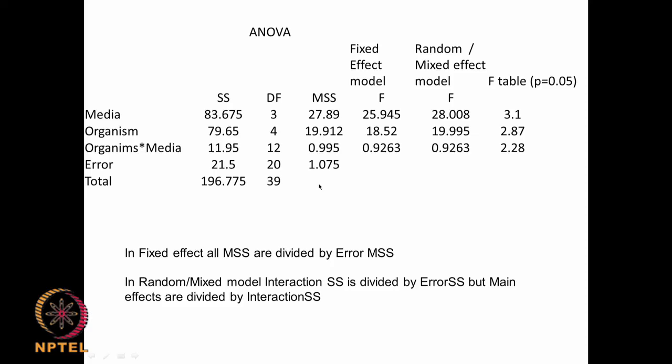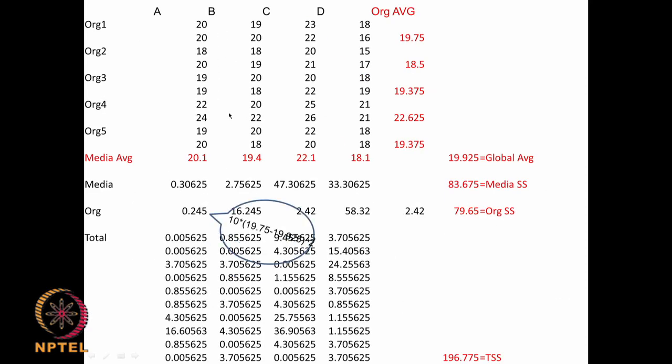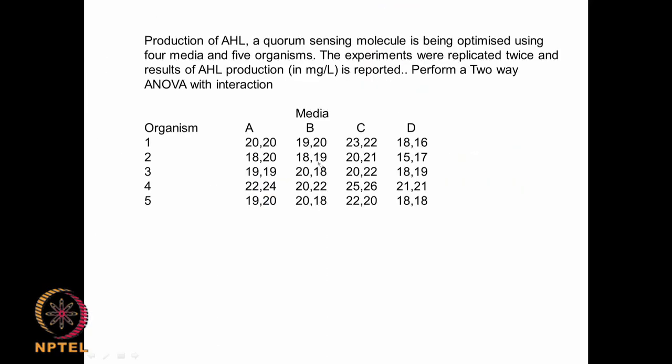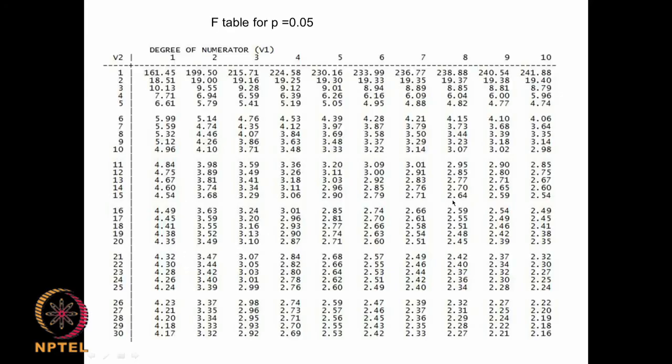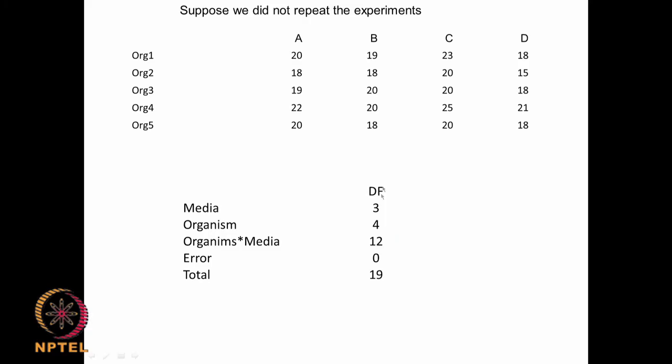And that is why I showed, if I am doing each experiment twice, I get sufficient degrees of freedom for error, whereas if I am doing it only once, then obviously I am in big trouble. I am not able to get any degrees of freedom for error, as I am showing here in this particular example.